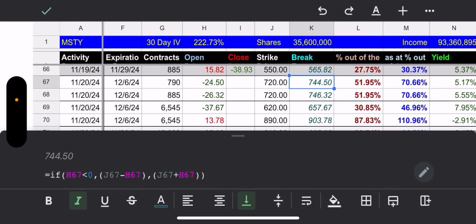Hopefully that makes sense. The break even, I don't talk about it a lot because, again, I'm not here to break even. So I always say, we strive to be below the strike price.